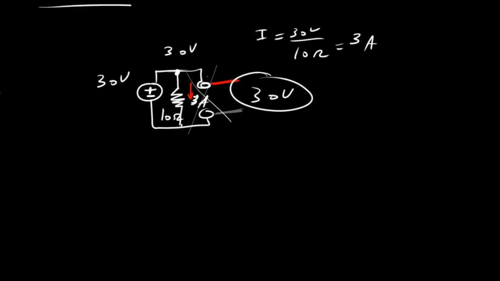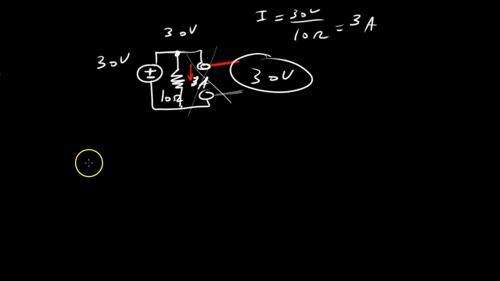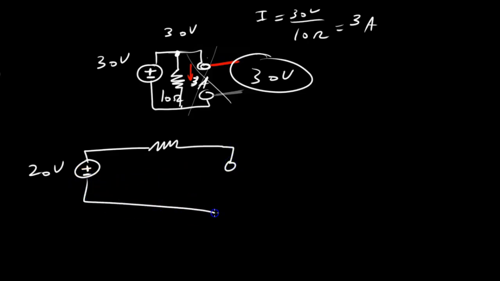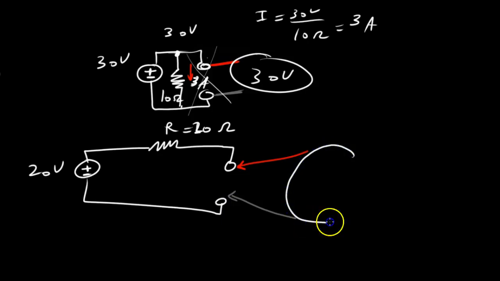Let's do another example then. Let's say now we have 20 volts and you have some resistor here, and then again an open circuit. Let me get 20 ohms. What's going to happen if I bring a voltmeter, the positive probe here and the negative probe here? What is going to be the reading for the voltage across this open circuit? I want you to pause the video and think about it.